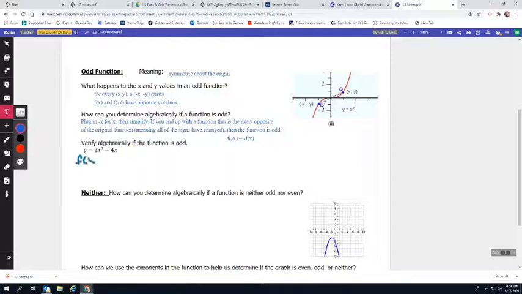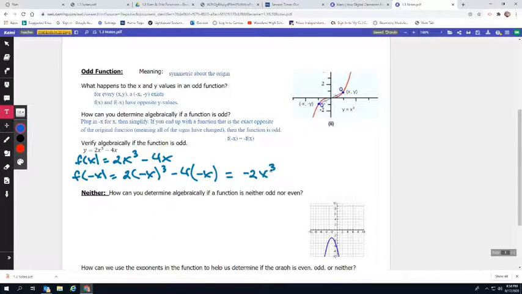So our original function f of x equals 2x cubed minus 4x. I'm going to replace the x with a negative x, so that becomes 2 times negative x, and I'm going to cube it, minus 4, replace that x with a negative x. And so when you cube a negative x, it becomes negative, so a negative times 2 will be negative 2x cubed, and that negative 4 times negative x is a positive 4x. So if you compare this new function to the original, every single sign has changed. Therefore, this is odd.